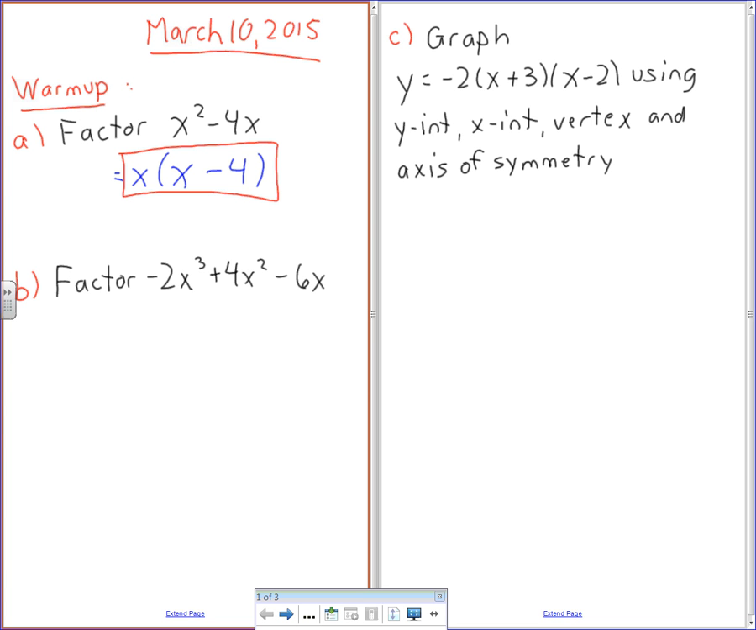Okay. Letter B here is going to be a little bit more challenging, okay, because there's letters and numbers. As I said before, I'm going to just break it into two different parts to factor. So I'm going to look at negative 2, 4, and negative 6. I'm going to leave the variables out for now. What number can I factor out of all three of those?